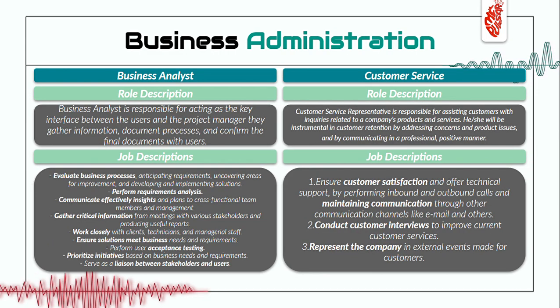The second subproduct is business administration. In this part, we talk about business analysis first. The business analyst is going to be responsible as the key interface between the user and the project manager. The role generally is to gather information, document processes, confirm the final documents with the user. So we're talking about a person that will be the main link point between both the user and the project manager or the company overall. And you will also find the job description below.